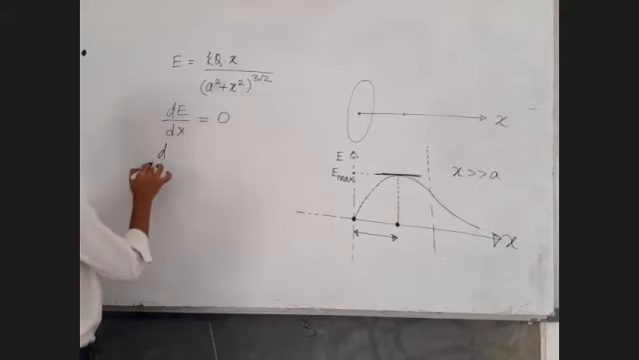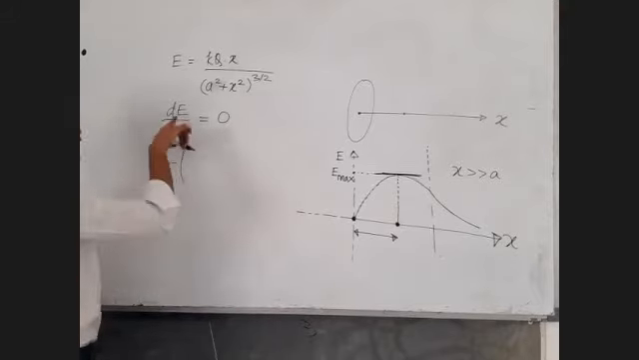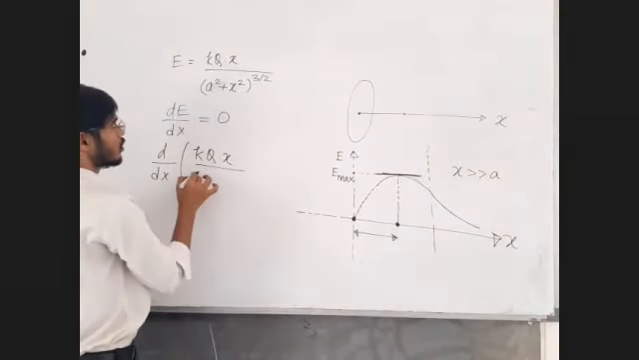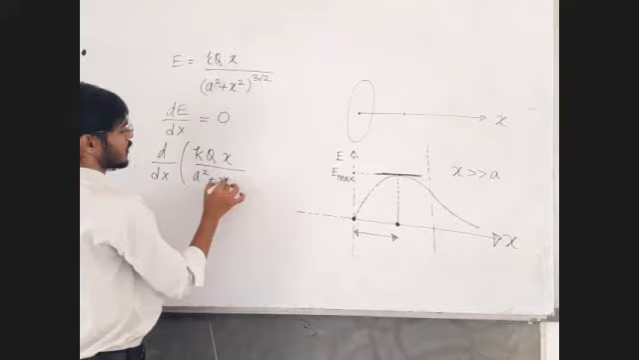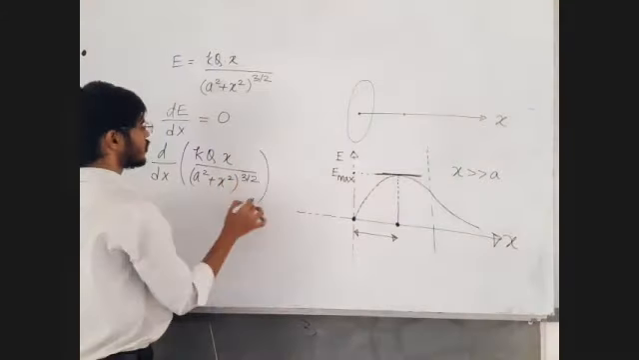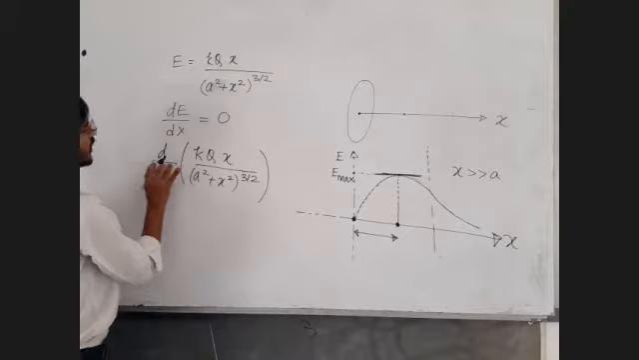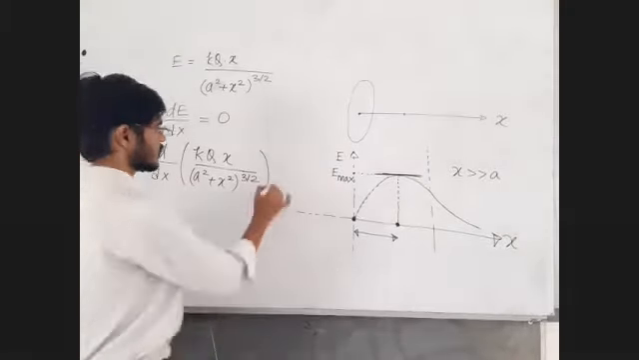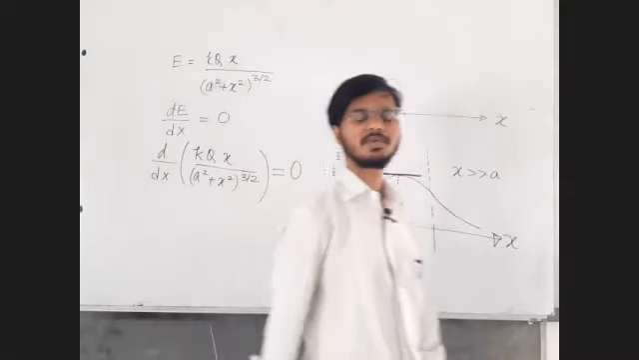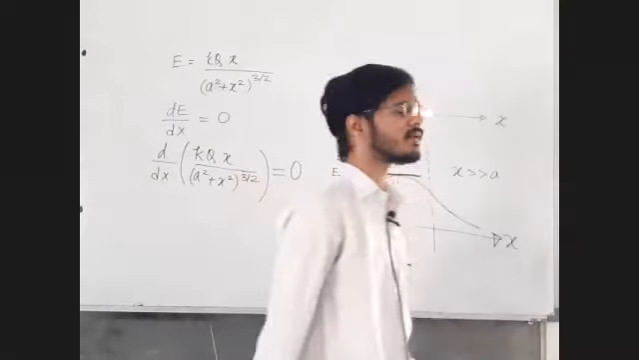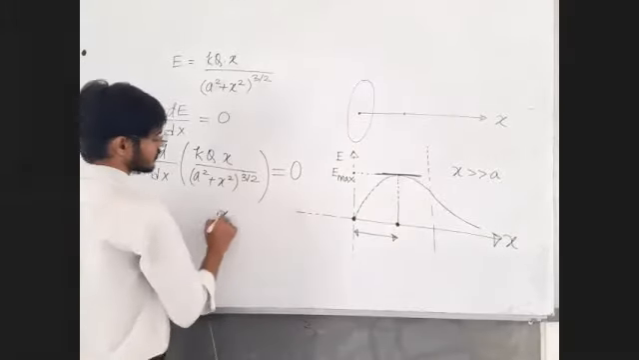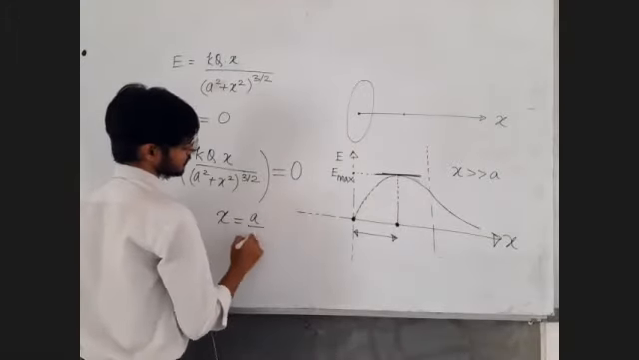But sir, dE by dx means d by dx of E. What is E? Sir, E is k into q into x upon (a square plus x square) raised to 3 by 2. Sir, we are not going to evaluate this derivation at the time of exam. Yes, I am also not recommending you to do this derivation at the time of exam. So we will remember this answer. We will remember this as a result. Okay. So after solving this, what comes out is this. That's it.